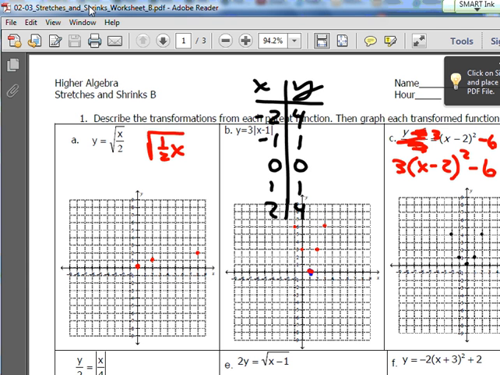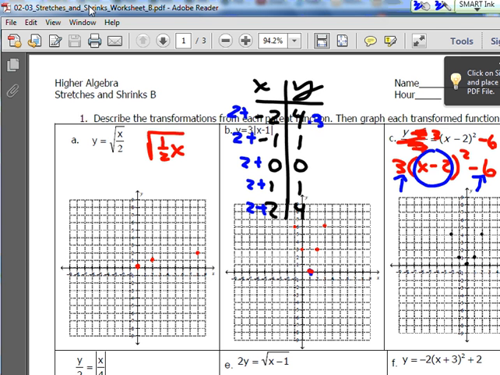Now I just go in and I take all of my x values and I do the opposite of what you'd think. I don't subtract 2, I add 2 to all of my x's. So add 2 to this, and add 2 to this, and add 2 to this, and add 2 to this, and add 2 to this. And then what do I do to my y's? I times them by 3 and then subtract 6.